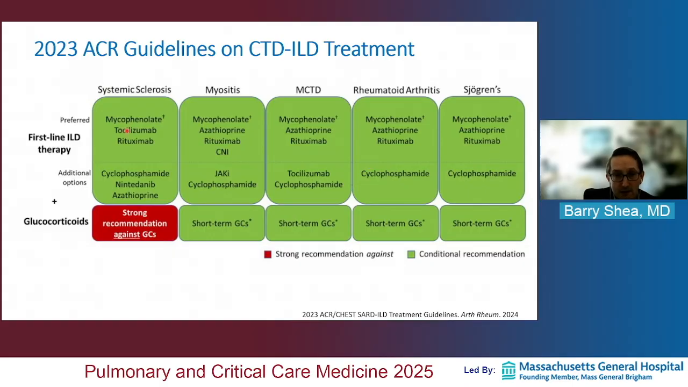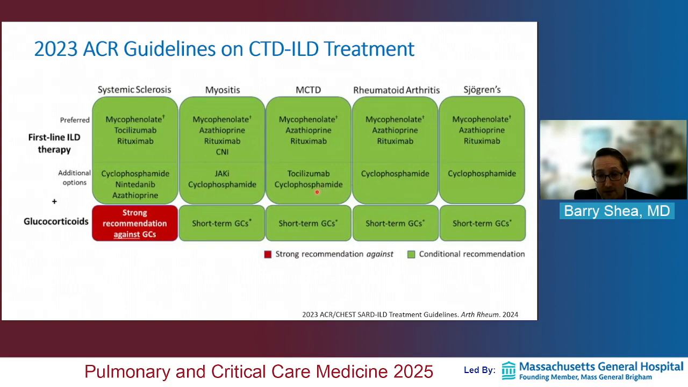These are listed in rank order for the number of votes they received. And you can see that across the board, mycophenolate was typically the drug that was voted for the most as first line for connective tissue disease ILD, with azathioprine and rituximab also being considered pretty much across the board.